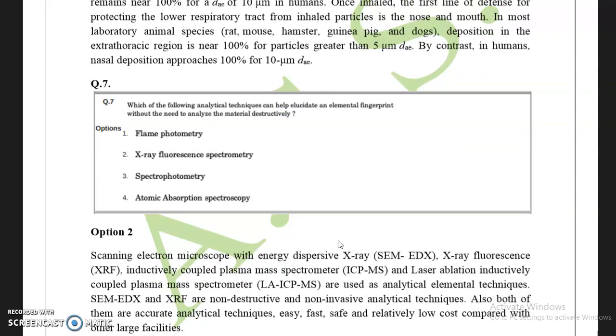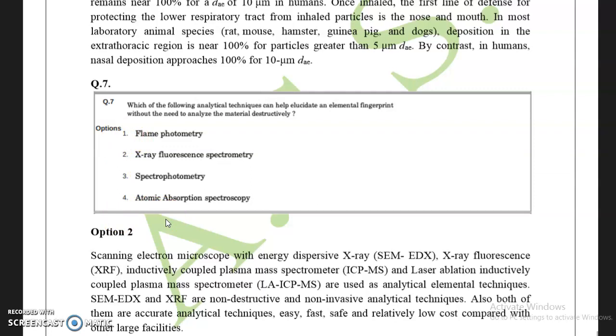Question number 7. This is also one of the interesting questions from analytical techniques part. It says, which of the following analytical techniques can help elucidate an elemental fingerprint without the need to analyze the material destructively? And the 4 options are given below.